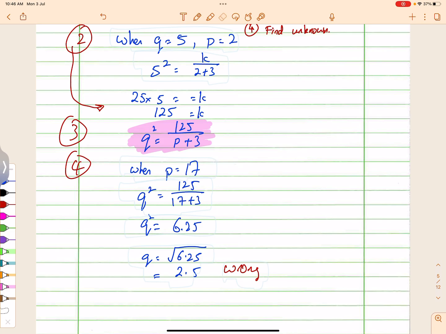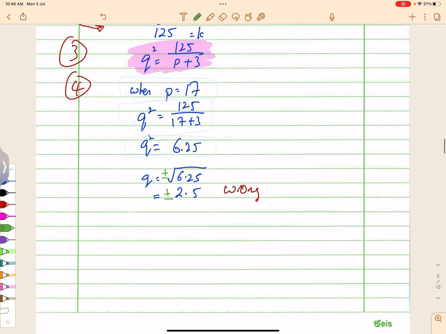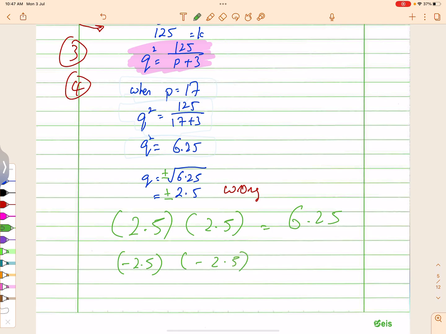So just a gentle reminder, what you need to do is to remember to put the plus minus whenever you square root, because 2.5 times 2.5 is equal to 6.25. Also, negative 2.5 times negative 2.5, multiply them together, also gets 6.25. So don't forget there are two answers whenever you square root.